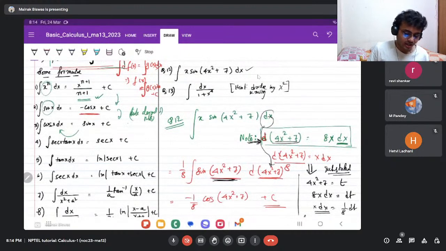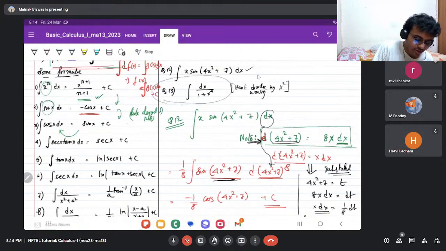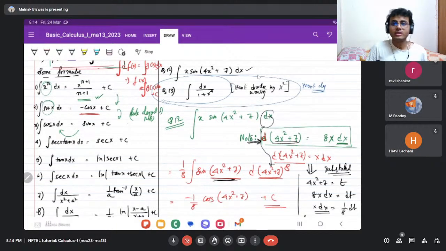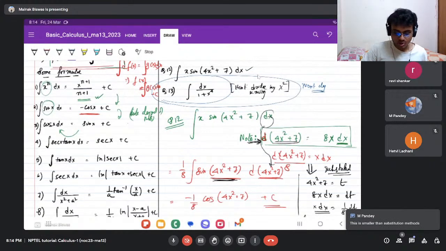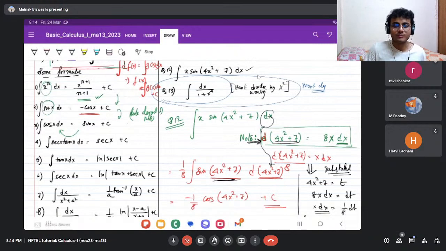So we'll stop here. I will do this question in the beginning of the next class. It will require some time. We've already overshot. Yes, this is shorter than substitution methods, because once you get practice, you would be able to do it like this instantly. You would know that d of x to the power n plus 1 is (n plus 1) x to the power n dx. So you can directly manipulate d inside. You can change the function inside d to any function, and you can see how this changes on the outer side.